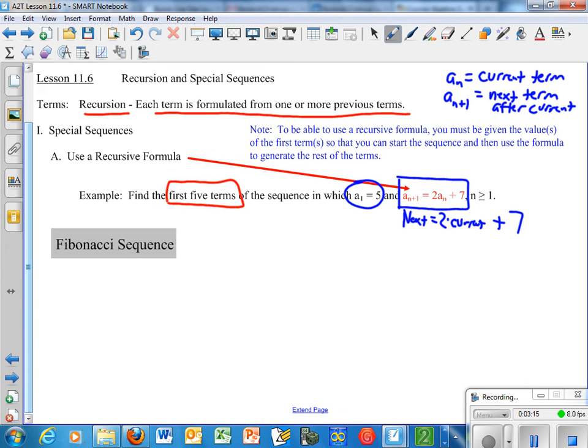So what I suggest you do here is line it up the way I'm doing it, because this is a real basic one. They do get a little tougher as you work on the problems in your assignment. So we know that A1 is 5. That's the first term. That's one of the terms we need to find, but it's given to us. So now I'm going to find A2.